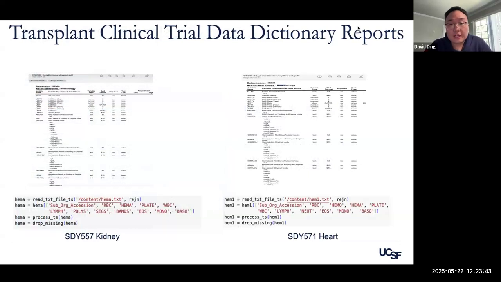And here's the transplant clinical trial data dictionary report, and it's a more detailed example of how these two studies can be put together, and we can analyze some common features between them. For example, study 557 and study 571 are a kidney transplant and a heart transplant respectively, and we can find that they share some common features like RBC, the red blood cells, which are tested in these two different studies.